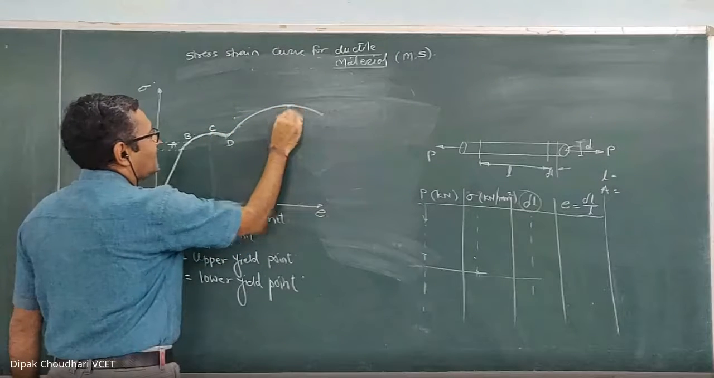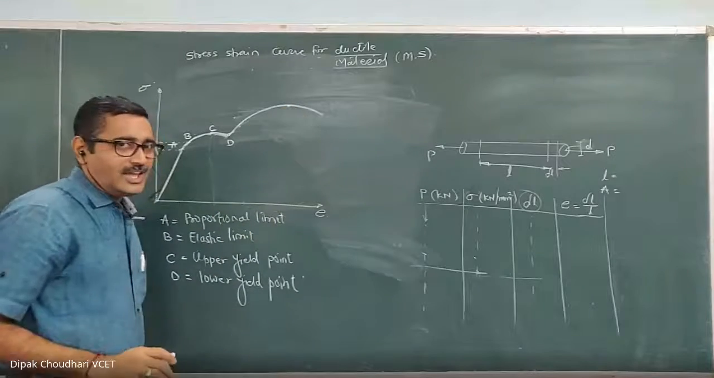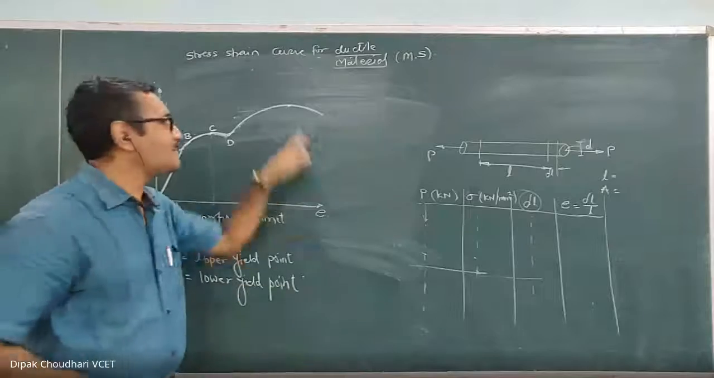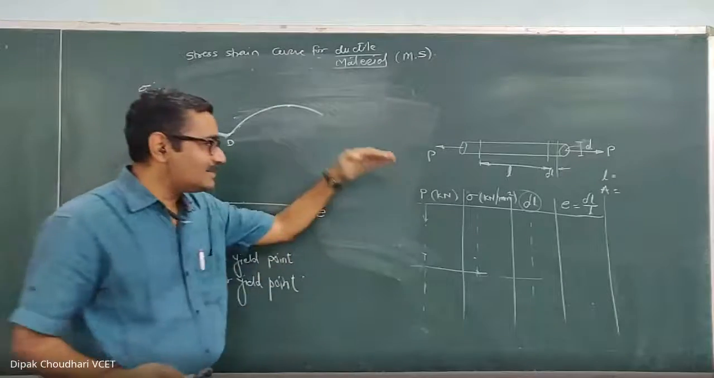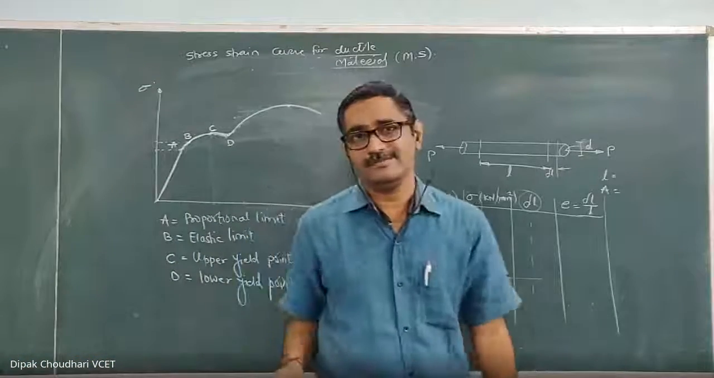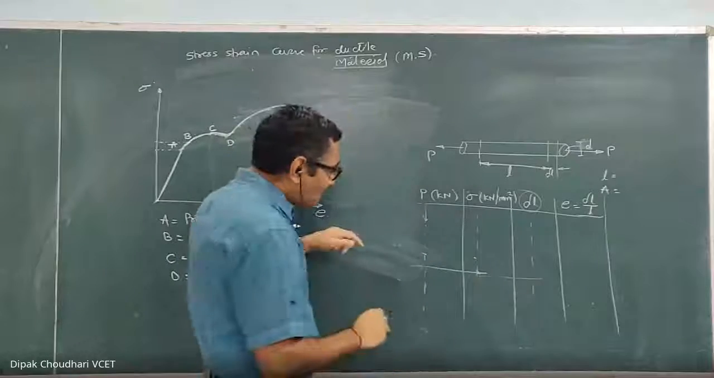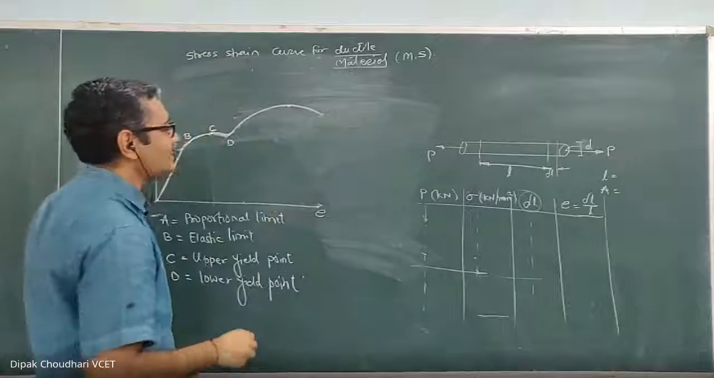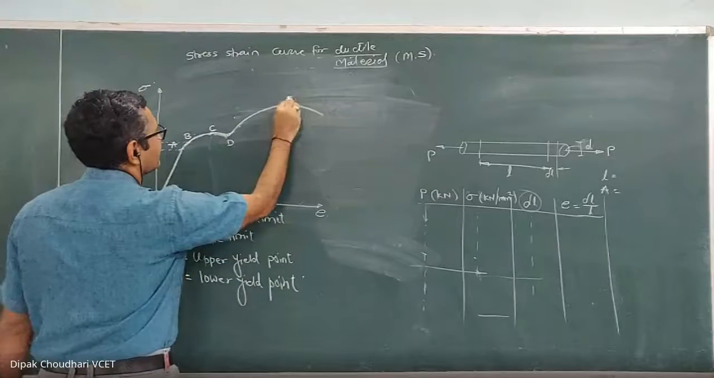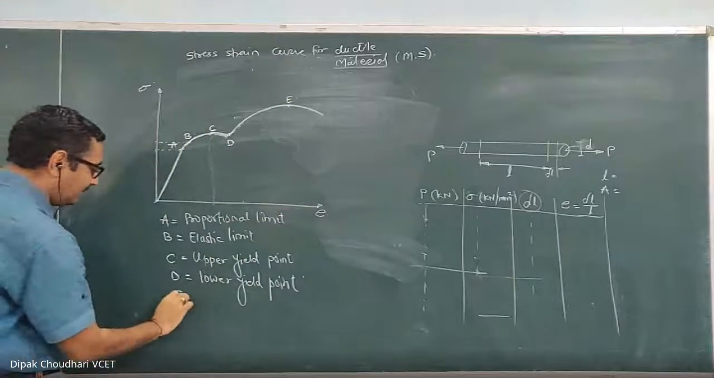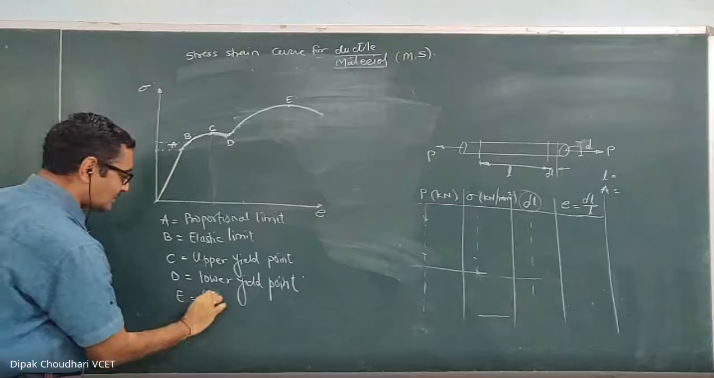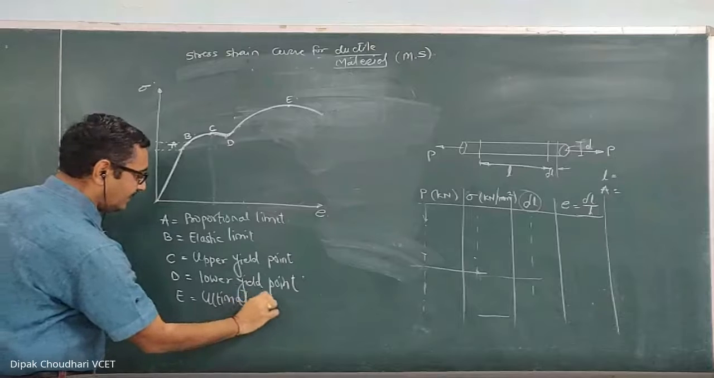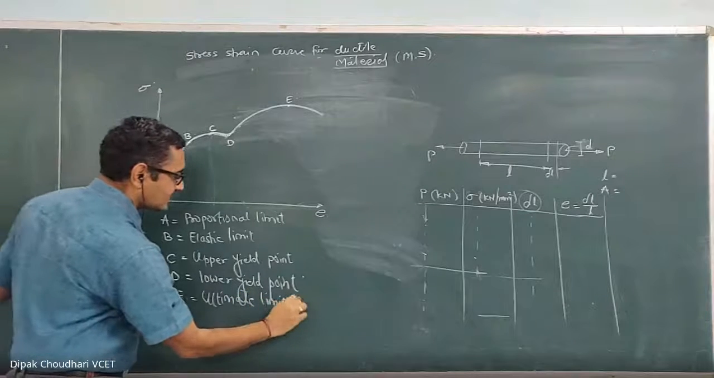Okay, at this point there is the maximum load on the material. This is the maximum load taken by the material, or the maximum load during the experimentation. And corresponding to that maximum load, the stress is known as the ultimate stress. So this E is the ultimate limit, or the ultimate stress, or maximum stress. Ultimate limit or stress.